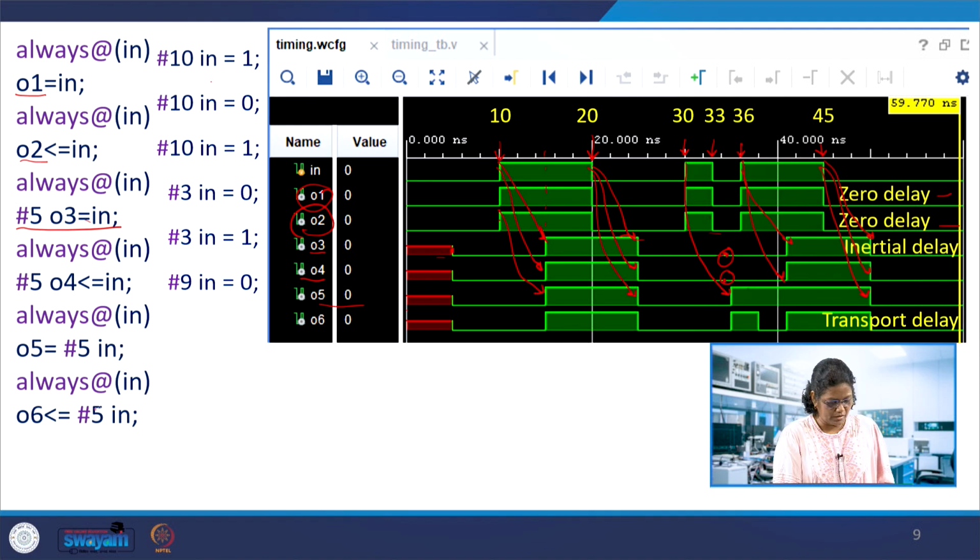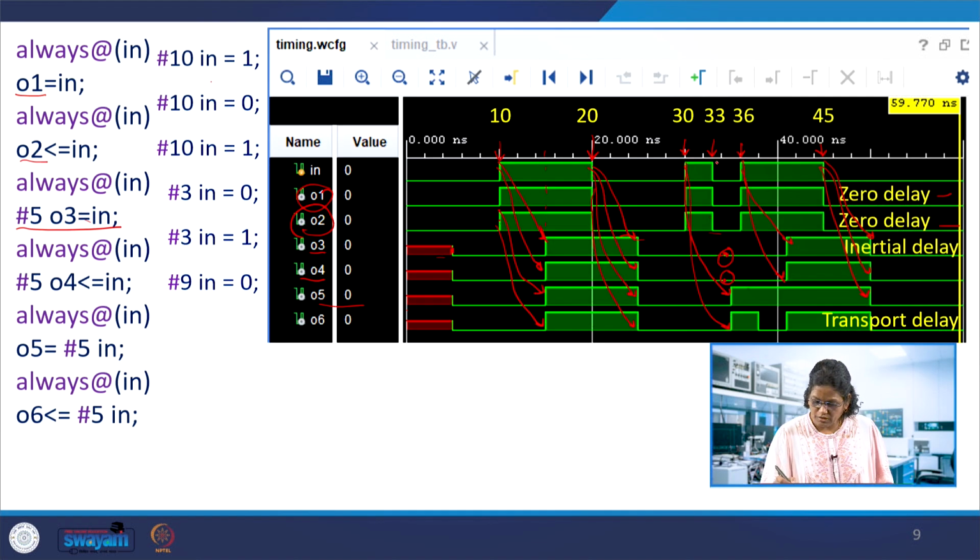And then the last one which we have is always at in, we have this O6 less than or equal to #5 in. In this case, this is also an intra assignment delay, but with non blocking assignments. So, when you use the non blocking, what happens is, just when there is a change, it tries to execute this statement and the input is evaluated. So, you can see that it is assigned after 5 time units, also the same way here, and this change is also reflected as in the case of intra assignment delay.